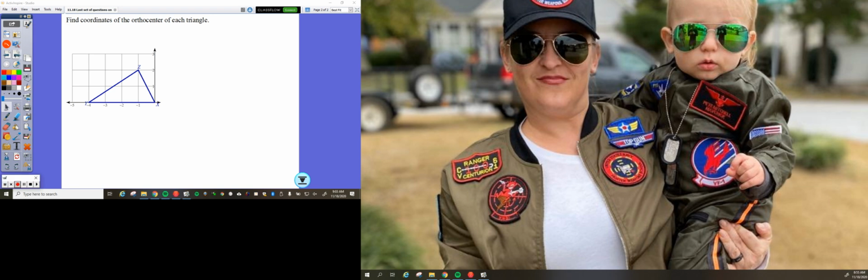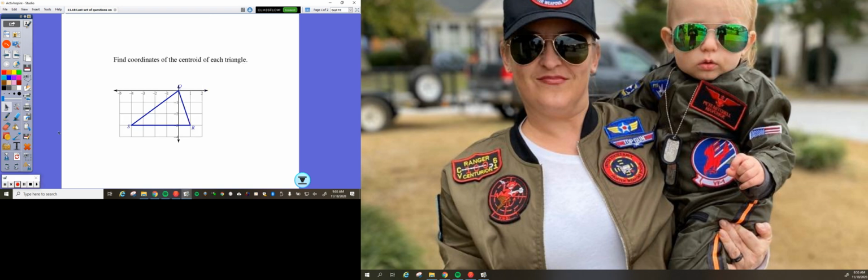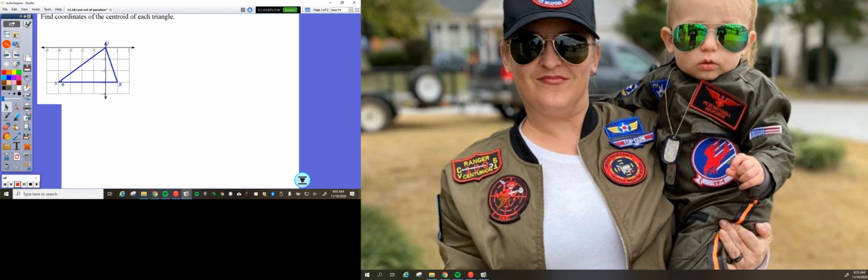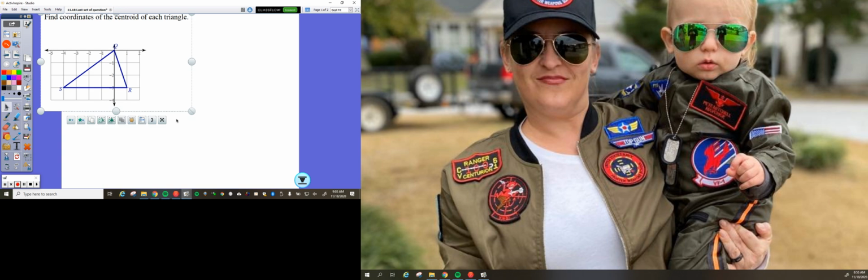To the centroid, okay? So the centroid is the intersection of the medians. The medians, I have to find the midpoint of each one of these segments.